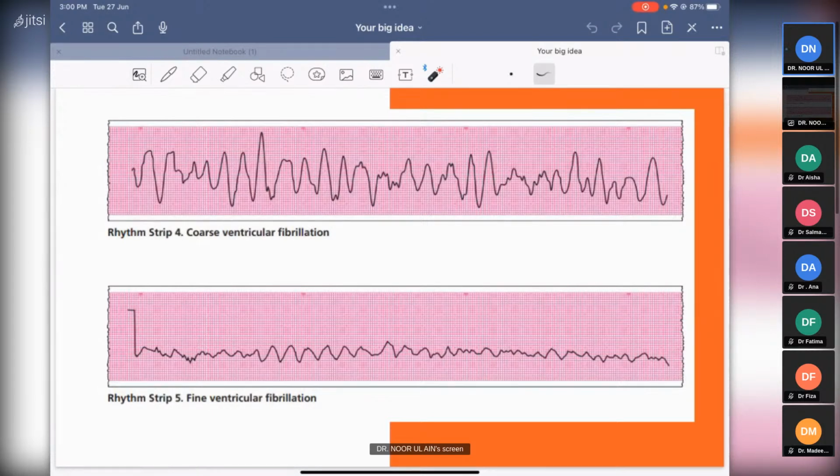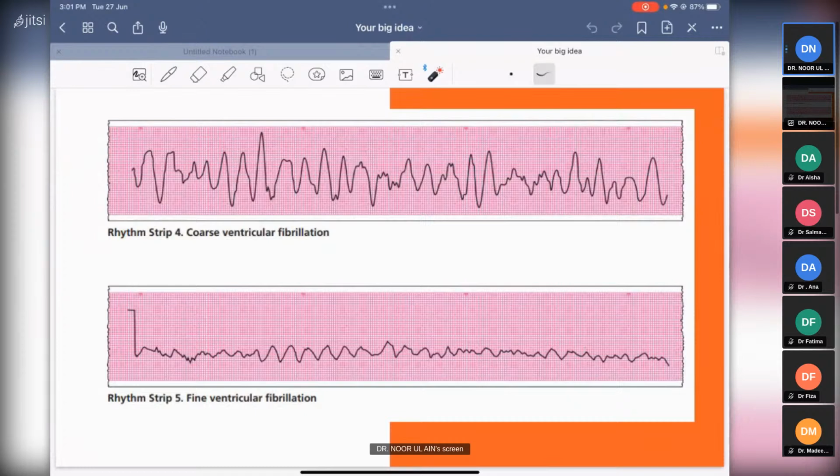Okay, why am I saying the patient is unconscious? Because the ventricle is beating in such a bad manner that there is no cardiac output at all. So because there is no cardiac output, imagine there is no blood going to the brain, the patient is hypoxic, the patient is unconscious. You get it? With this rhythm you will never find an awake patient. Yes? Is everybody with me so far?